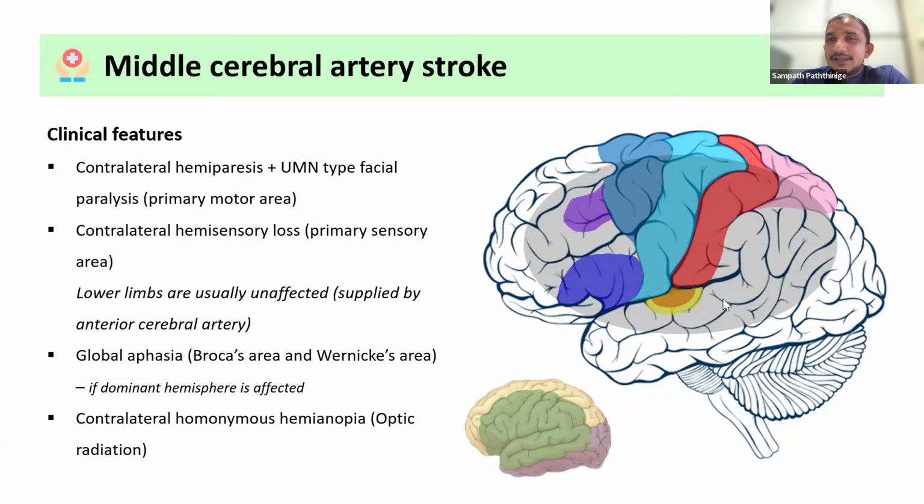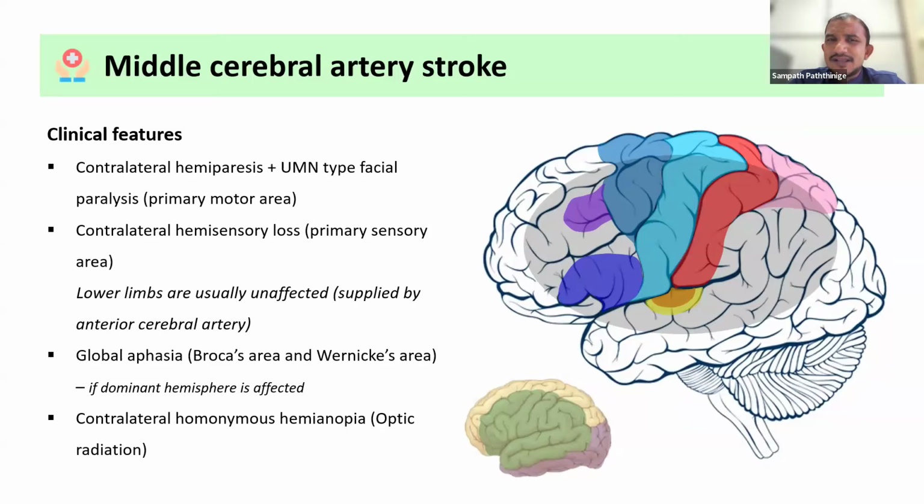So basically this does not say anything about the language functions, the hearing and the memory part of it, right? So it is unlikely to be the inferior branch of the middle cerebral artery. It will very likely be the superior branch of the middle cerebral artery, right?